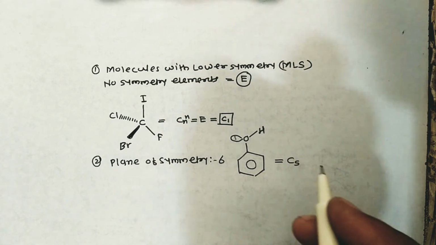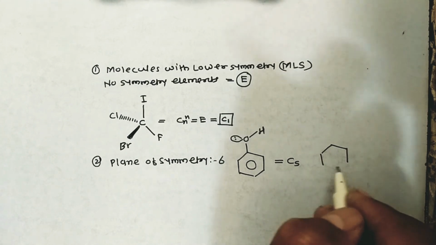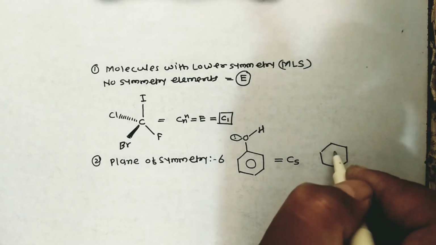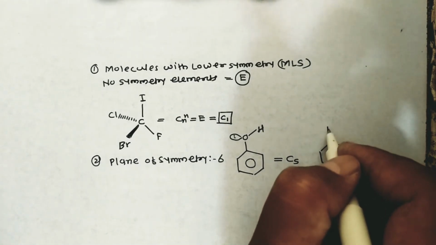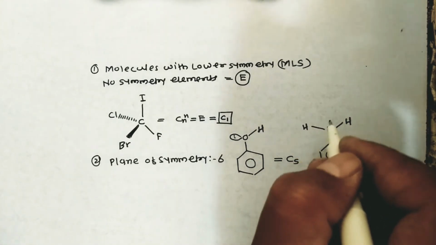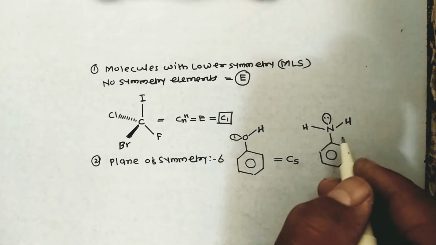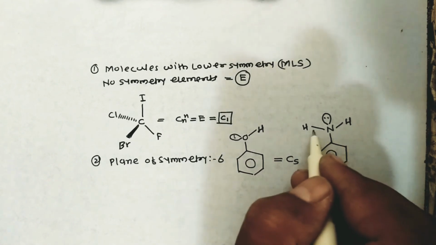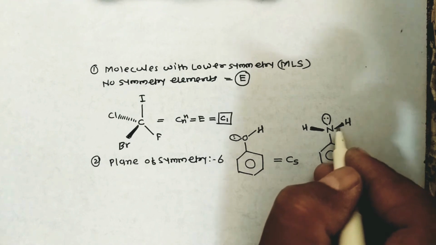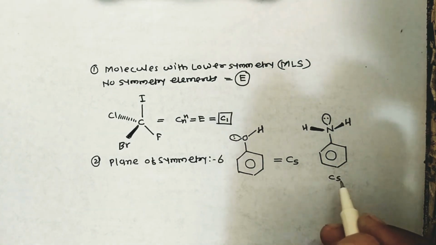Also, the aniline molecule also contains one plane, because of the lone pair. So there is no axis of symmetry, because these two hydrogens are above the plane. So this also contains a Cs point group.